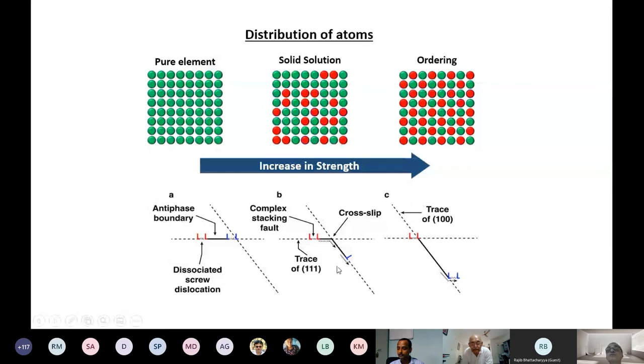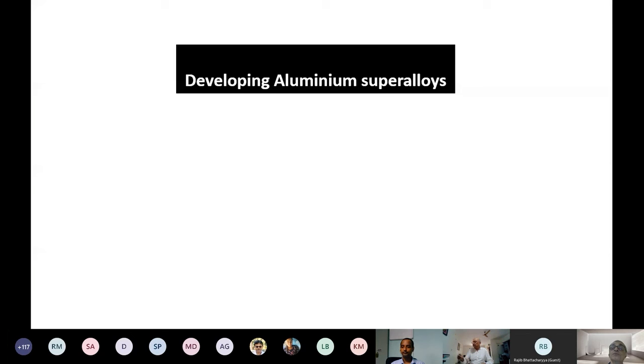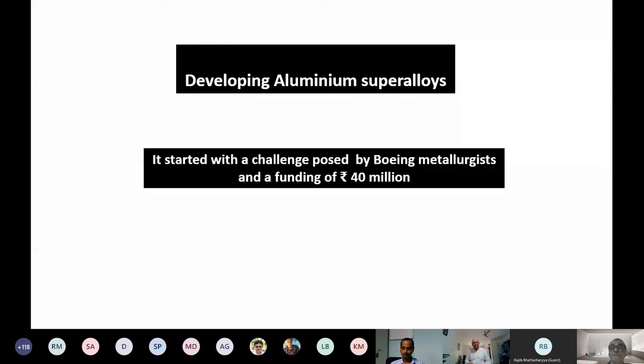So when a dislocation tries to move through the ordered precipitate, it cannot move. And therefore, they act as a strengthener. This is called order hardening. Now, we can use this order hardening also to develop aluminum superalloys together with precipitate hardening. And that is the whole game that it played in developing aluminum superalloys.